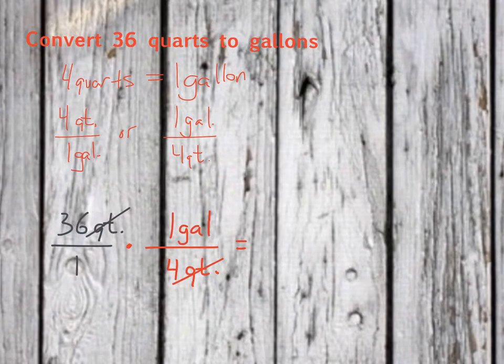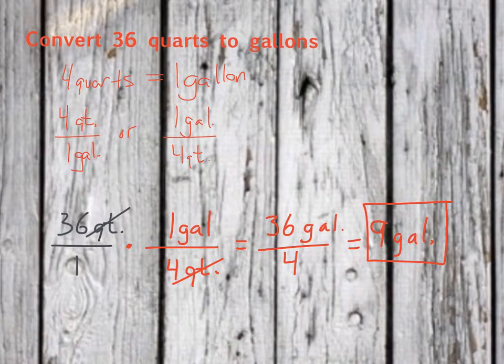And now we go ahead and multiply. They're fractions, so I multiply across the top and then across the bottom. So 36 nothings times 1 gallon is 36 gallons over 1 times 4 nothings is just 4. And then all we have to do is finish by saying, well, what's 36 divided by 4? That is equal to 9 gallons, and that's our answer. We just converted 36 quarts to gallons.